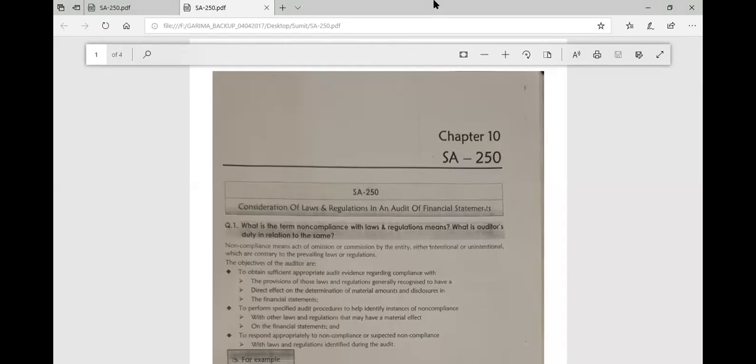Good afternoon, everyone. Please post your doubts. Let's begin with solving your doubts. After that, we'll quickly revise the entire SA-250. We will be able to finish off SA-250 and then we begin with the new standard.